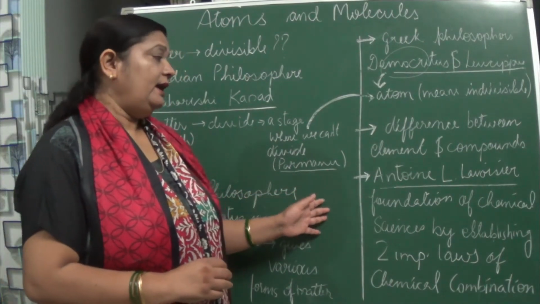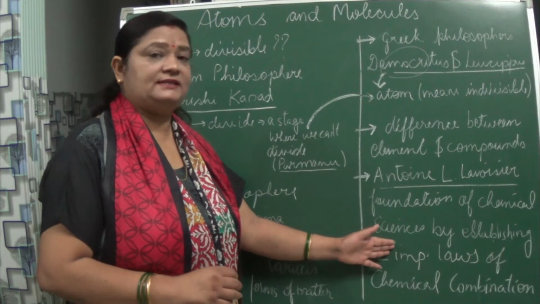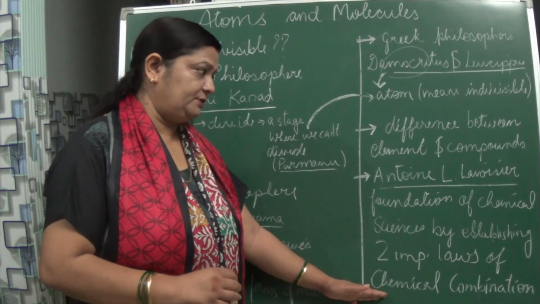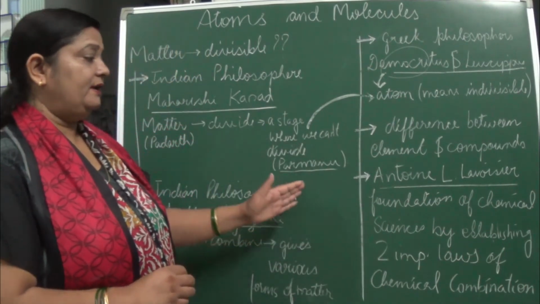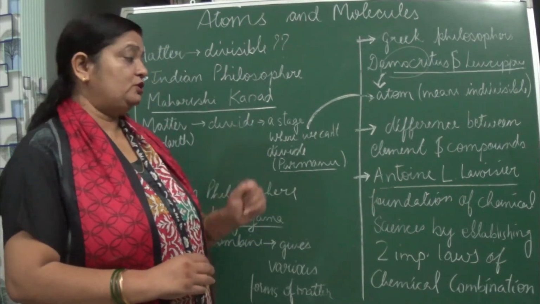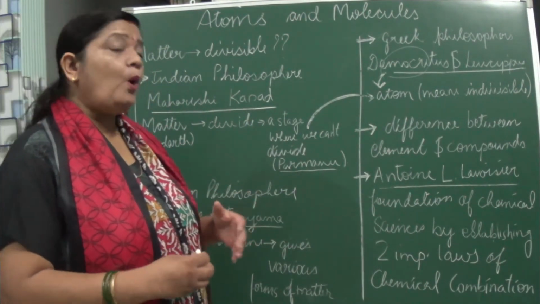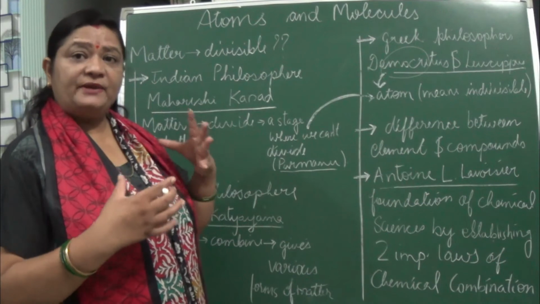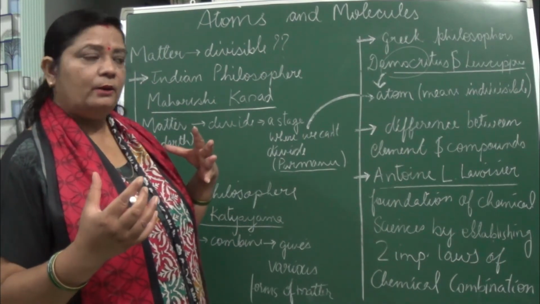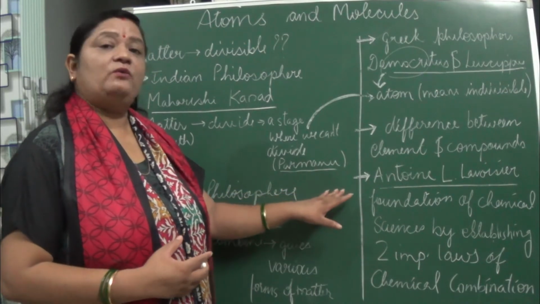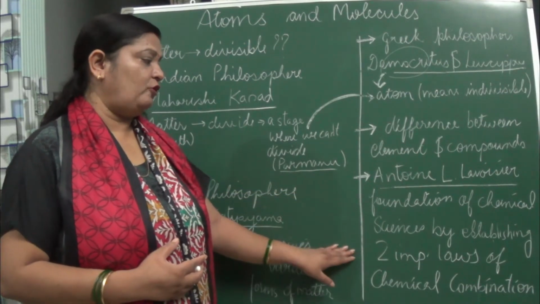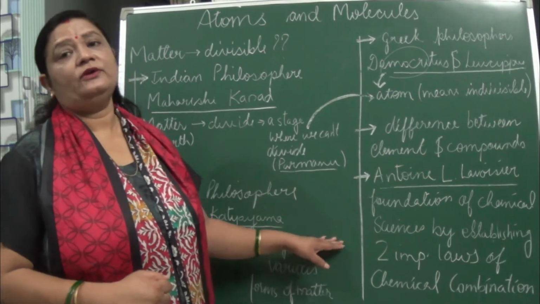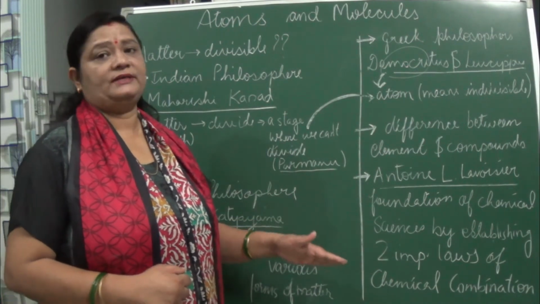Then came Antoine L. Lavoisier. He gave the foundation of chemical sciences by establishing two important laws of chemical combination. He formulated two laws which were common in all the chemical combination reactions, in all the chemical reactions which were taking place. These laws were formulated by Lavoisier, and he said that there are two important laws of chemical combination which we are studying step by step.